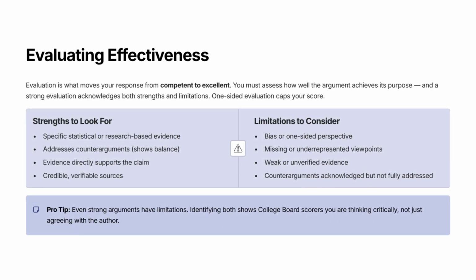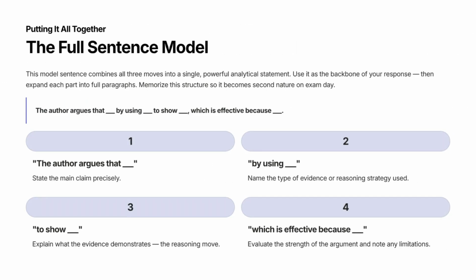Evaluating effectiveness moves your response from competent to excellent. A strong evaluation acknowledges both strengths and limitations. Strengths include specific evidence and addressing counterarguments, while limitations may involve bias or missing viewpoints. Use the full sentence model to combine all three moves into one powerful analytical statement. The author argues that claim by using evidence/reasoning to show reasoning move, which is effective because evaluation.